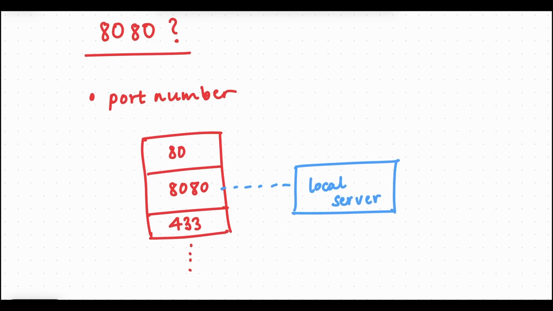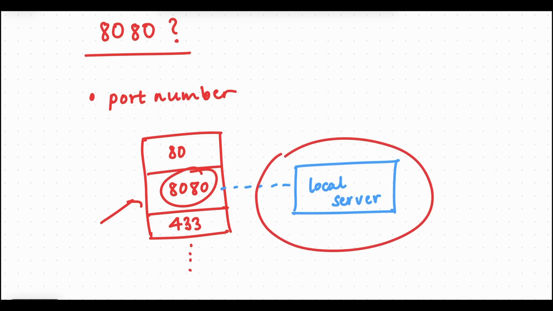Now let's talk about 8080. 8080 is a port number. Ports exist because a single computer may run many network programs at the same time. The port number tells the operating system which program should receive the incoming traffic. When you visit localhost 8080, your browser is saying, send this request to my own computer, specifically to the program listening on port 8080. If no program is bound to that port, the connection fails. Not because localhost is broken, but because there's nothing listening on port 8080.